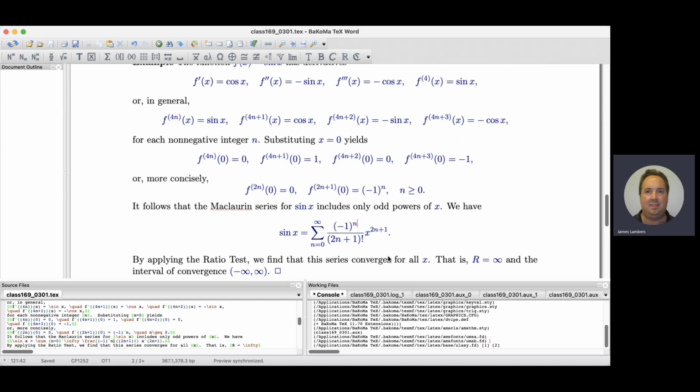And if you were to apply the ratio test to this series, you would find that it converges for all x. In other words, the radius of convergence is infinity. The interval of convergence is minus infinity to infinity.